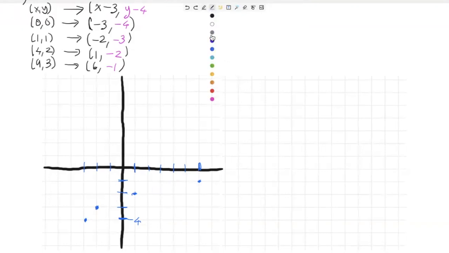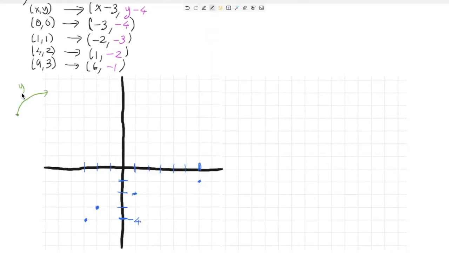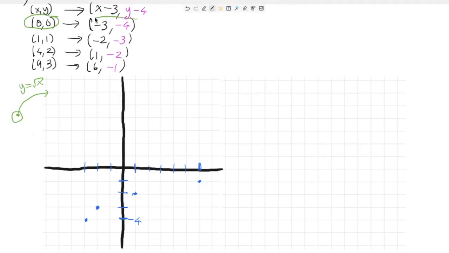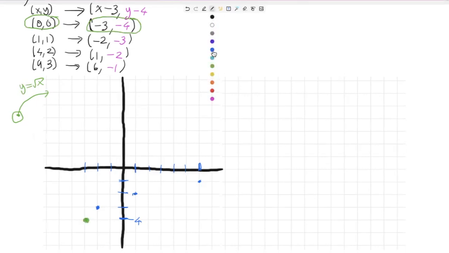So let me take you back to what a square root function looks like. It looks like that, with 0, 0 here. Think about where the 0, 0 went, that starting point. It went to -3, -4. So this will be my new starting point, and all of the other points will be to the right of it.